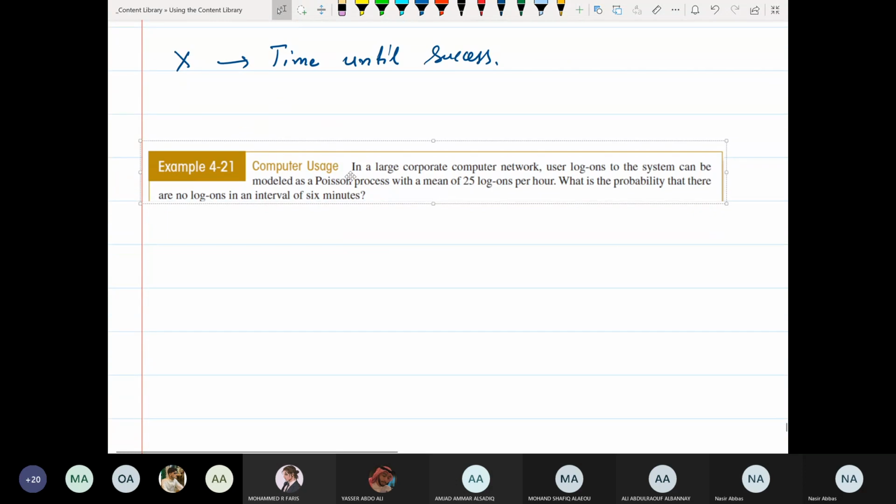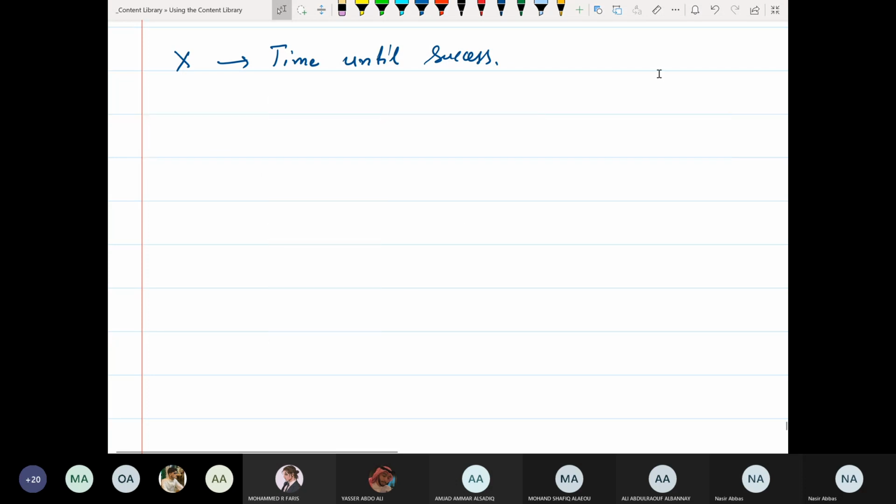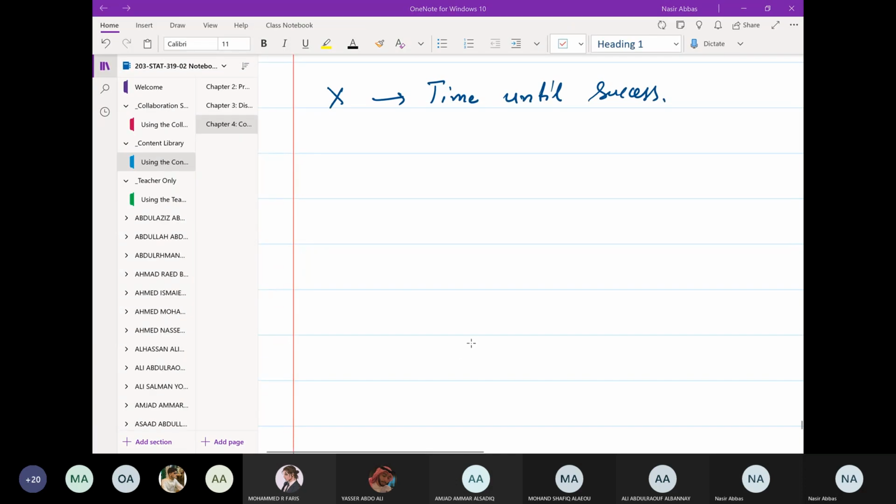Okay, let us read this question. This question says that in a large corporate computer network, users log on to the system. User logons to the system can be modeled. No, not this one. Let me bring a direct question from the exponential. And then I will tell you what is the link between the exponential and Poisson. That will come later.